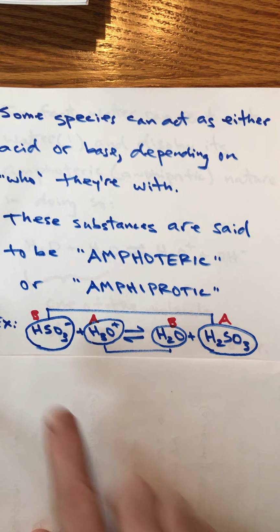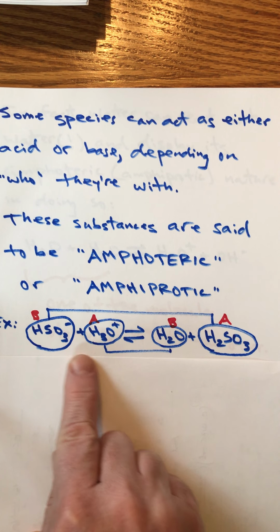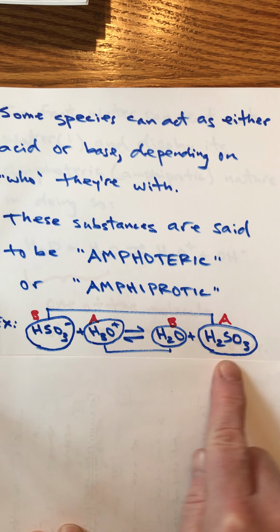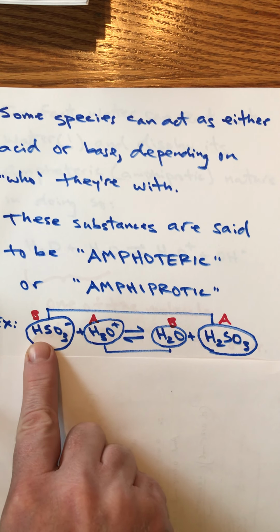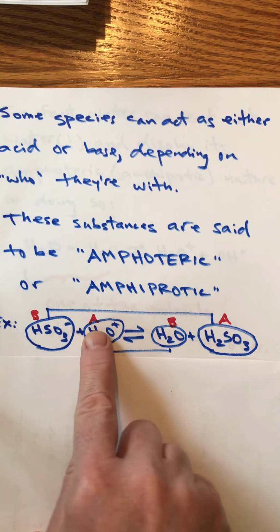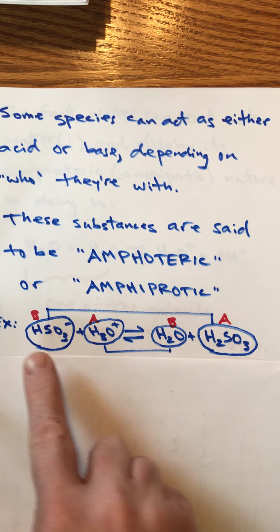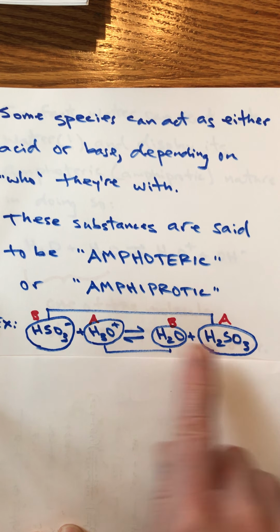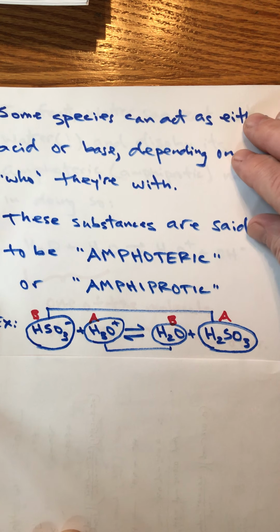So here's an example. Here's HSO3 minus reacting with H3O positive to form water and H2SO3. This one looks a lot like that one. 3 protons, 2 protons. That's the acid. Here's its conjugate base. 1 H, 2 H's, there's the acid, here's its conjugate base.